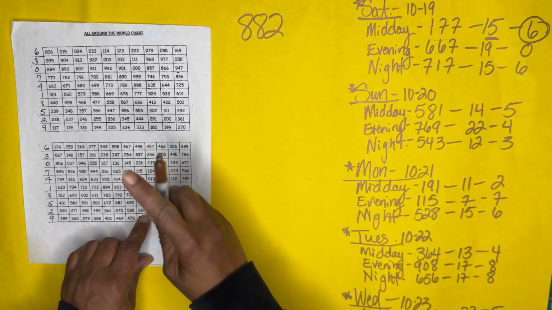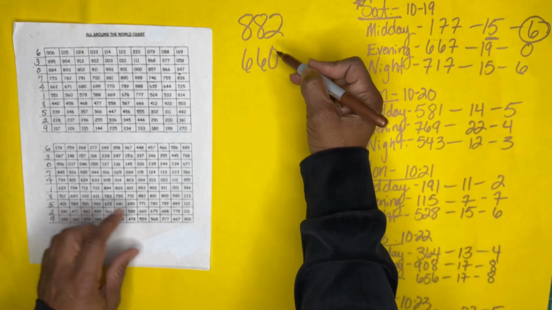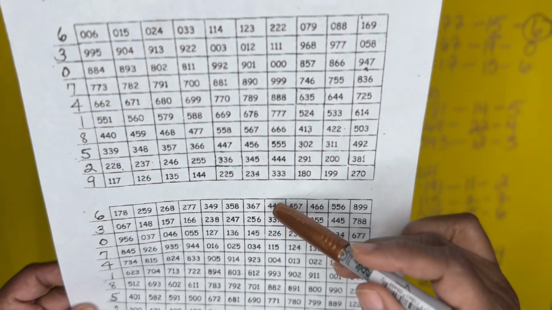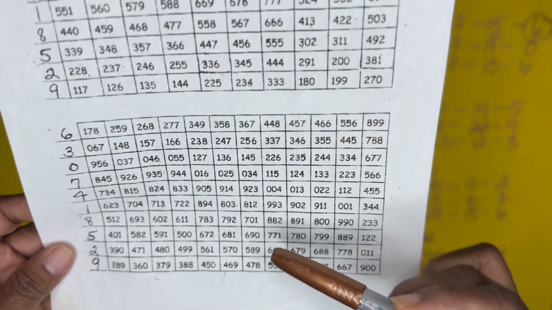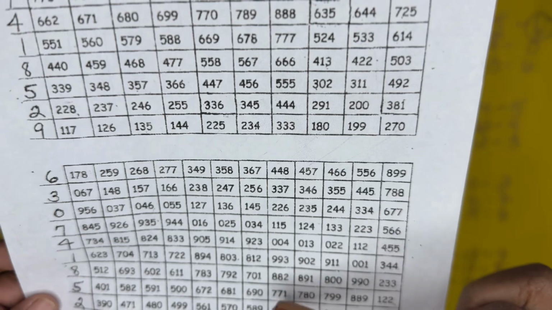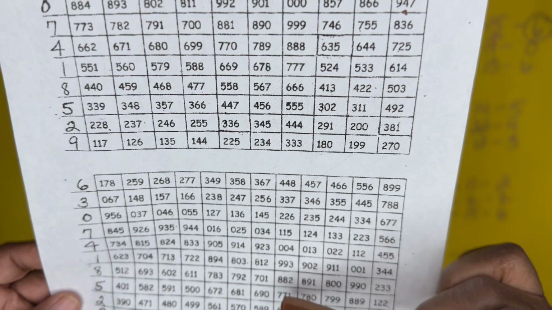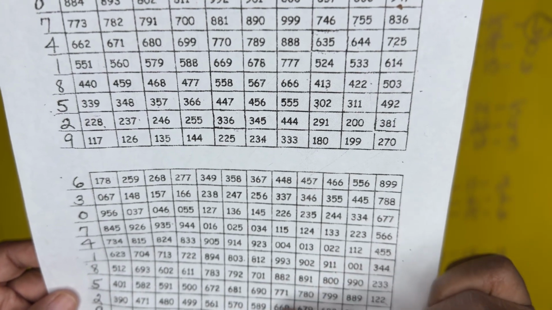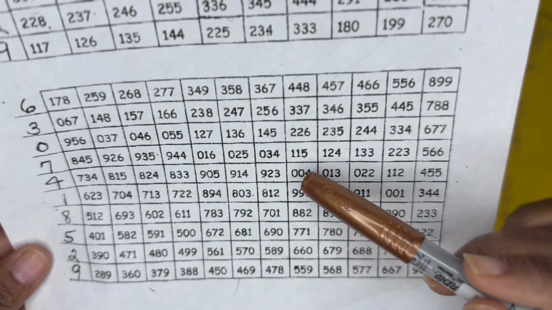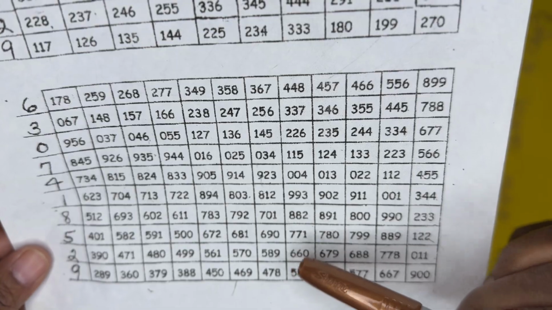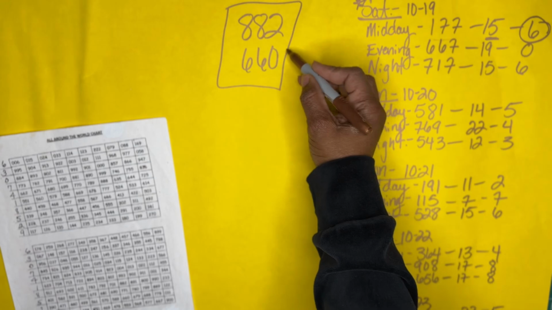So you're looking for the number above it or beneath it. Also, you can look anywhere in this row of 771. Make sure you see it. Anywhere in this row, the number may come, but I only work with the numbers mainly above it and beneath it. So I have 882 and 660, and I wrote it here. This comes from 177.